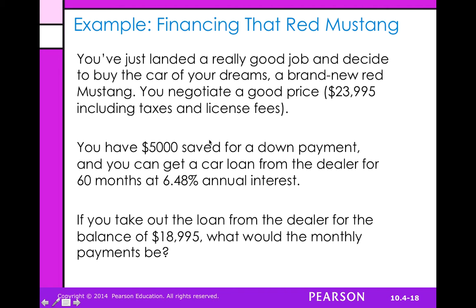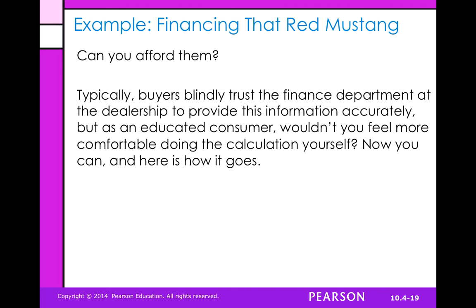So let's say your dealer offers you a 5-year loan at 6.48% APR. If you take out the loan from the dealer for this amount, right, so notice you don't need to borrow the full amount because you've paid $5,000 up front. So you're going to borrow $18,995. How much are you going to pay each month? That's the question we'll investigate now. And in particular, can you afford these payments?